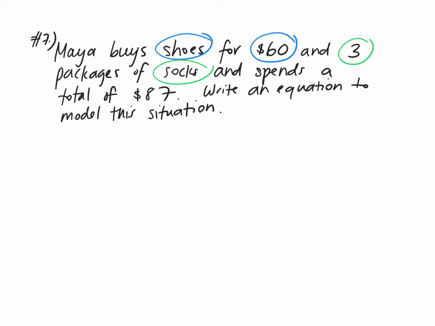Does it tell us? No, but we do know what? Total of $87. So we know that whatever she's spending, it's going to equal what? Altogether, how much does she spend? $87. So I want you to put equals 87 underneath that, okay? So what equals 87? The cost of her shoes and her 3 packages of socks.